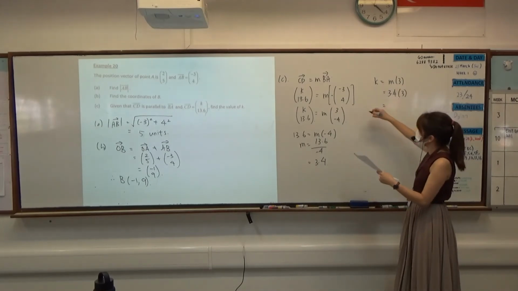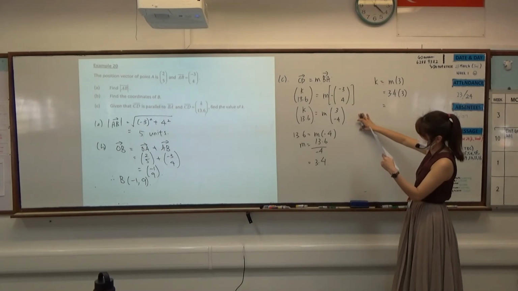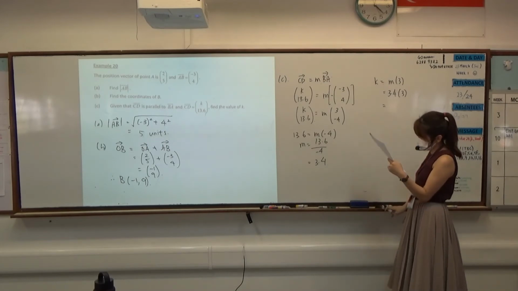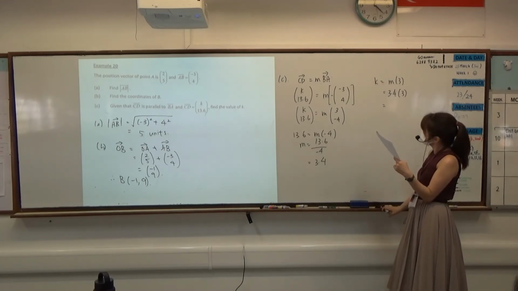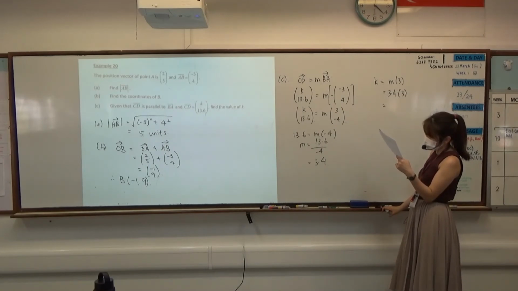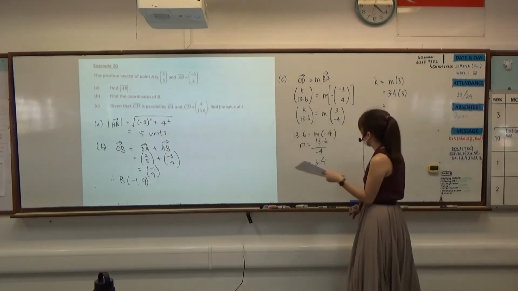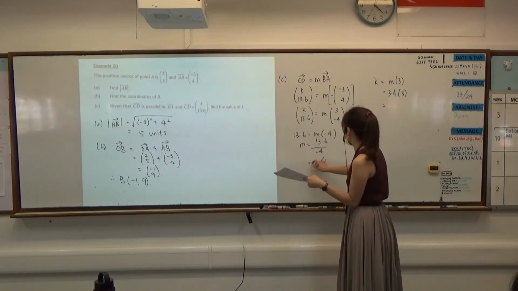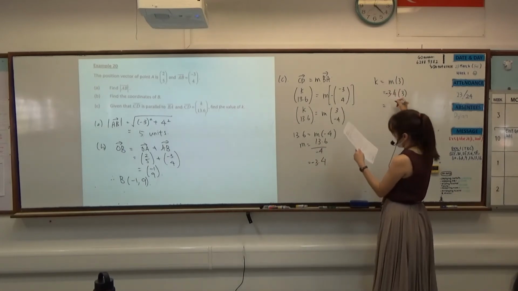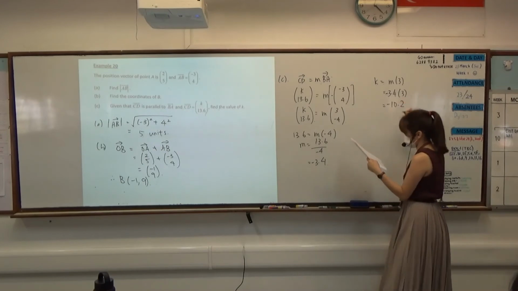And, sorry, what's that? And it should be 10.2. Yeah. Hang on. Negative 3.4, no wonder. Okay, thank you. So you should get negative 10.2.